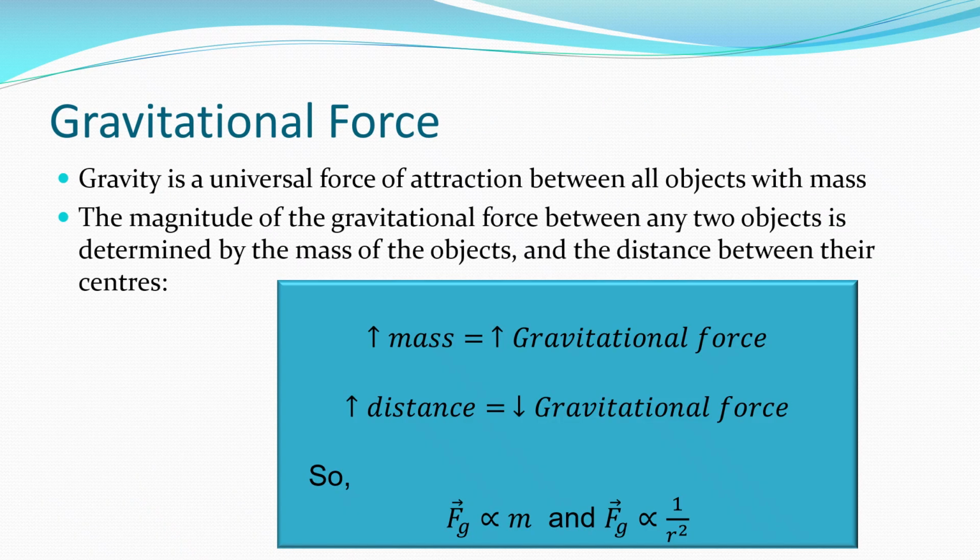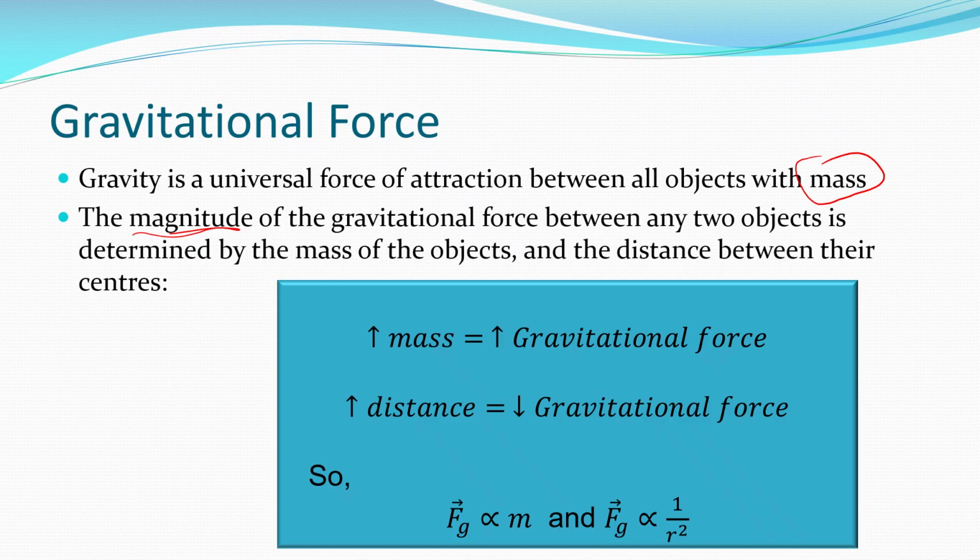But gravity, what actually is it? It's a universal force of attraction between all objects with mass, and that's the key part there. They've got to have mass. And what we're interested in is how far away these masses are from each other. So the magnitude of the gravitational force between two objects is determined by the mass and the distance between their centers. And that's the important part, between their centers. Not just how far away they are, but how far away their centers of mass are from each other.